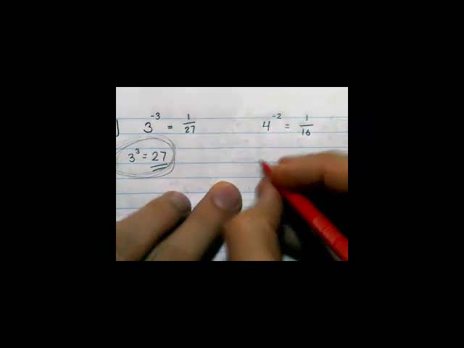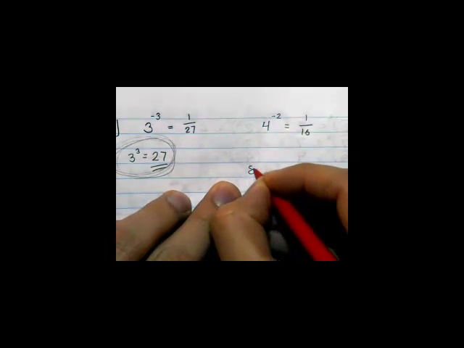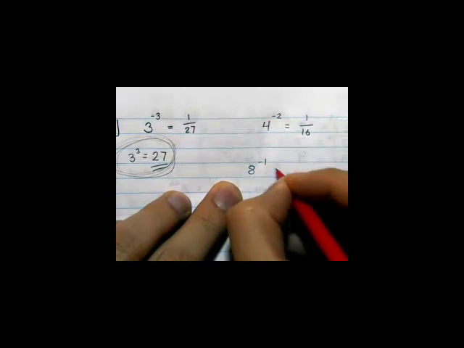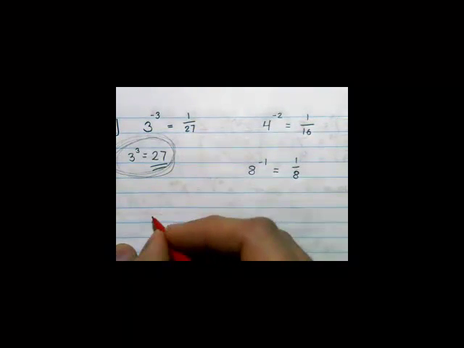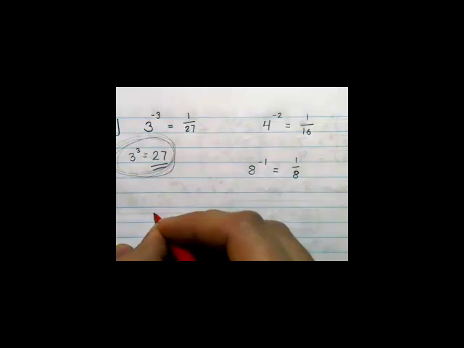Or if I had, like, 8 to the negative 1, what would that be? 1 over 8, because 8 to the 1 is 8. So we keep getting these little fractions each time. Okay, last one of these. See if you guys can do this. This will be my little challenge one for you here.